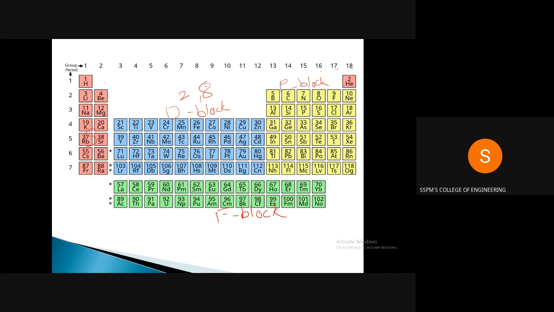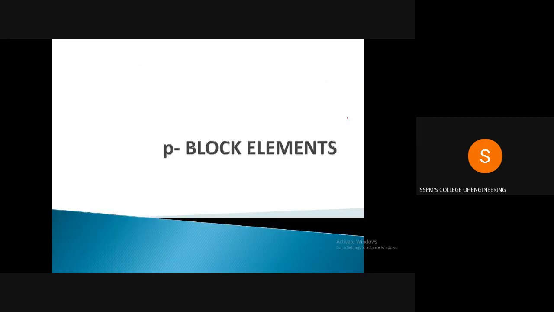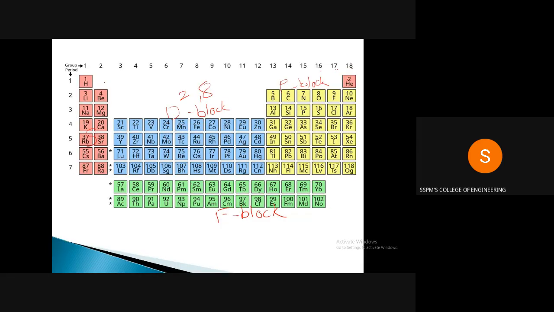Oxygen family, halogen family and noble gases. So these are called P block elements. Hence P block elements मध्ये कसं तुम्ही बघितले तर खूप, groups 13 to 18 are included in the P block element, but we only deal with these 16, 17 and 18 groups.